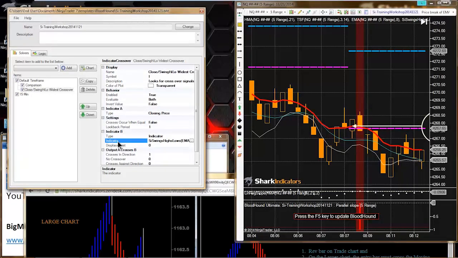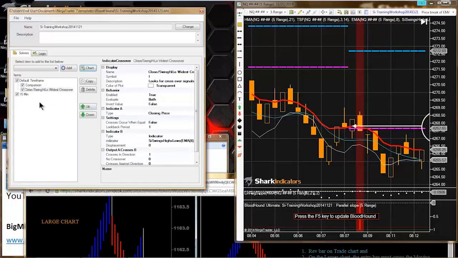and there's no way to have indicator B operating on a different time frame. So if I take this solver and move it down onto the 15-minute chart, now once again everything inside this solver is operating on the 15-minute chart. So the closing price is from the 15-minute chart, and the swing high lows of the EMA is also from the 15-minute chart. So there's no way to mix and match. You need a specialized indicator to do that.